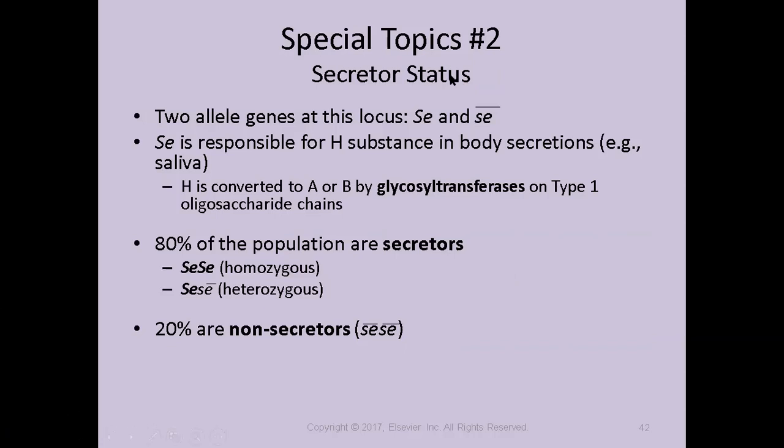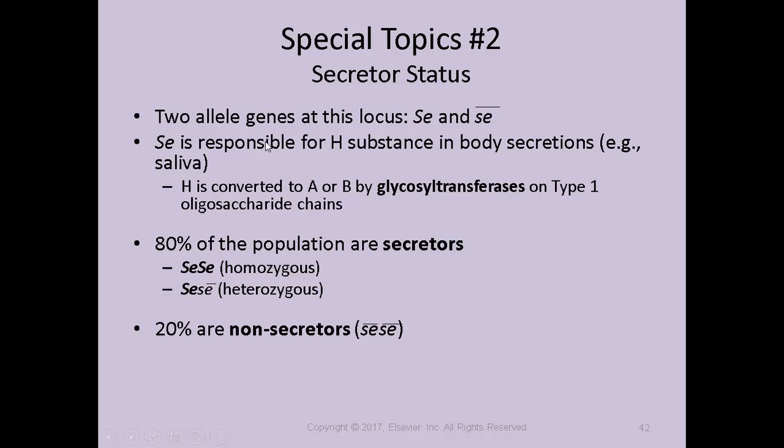Okay, so another special topic we're going to get into is called secretor status. We talked a little bit about big SE. We were talking about H earlier in this presentation. And so the two alleles here, big SE and little se. I will always put a line over the lowercase one so you know it's small s. So remember, this big SE is what controls A, B, or H antigens in saliva and other body secretions.